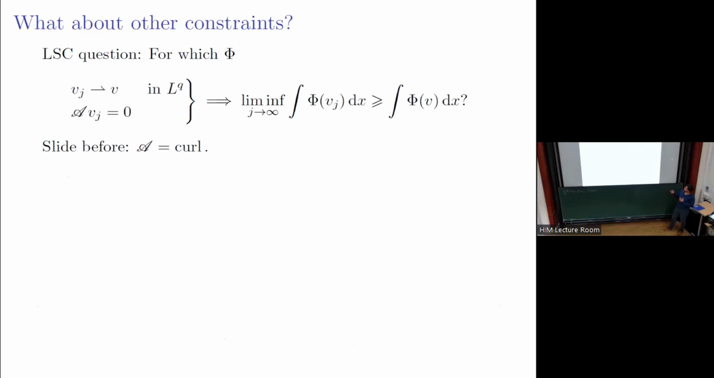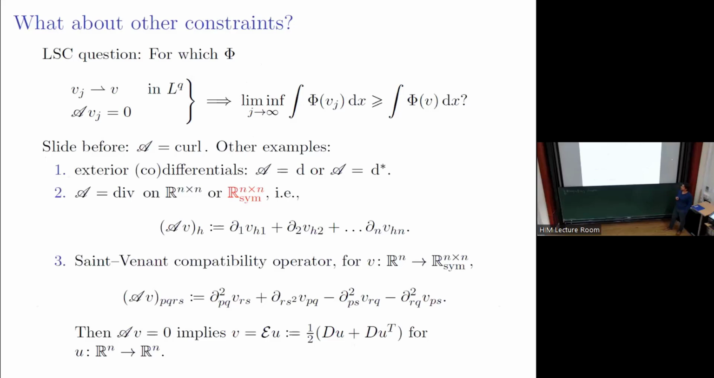In particular, if we examine this question, for which nonlinearities do we have lower semi-continuity with respect to all A-free sequences? Here we expect a similar notion to emerge. First of all, there's of course a question of need. Are we really interested in doing this for a reason? And I list here a few examples.